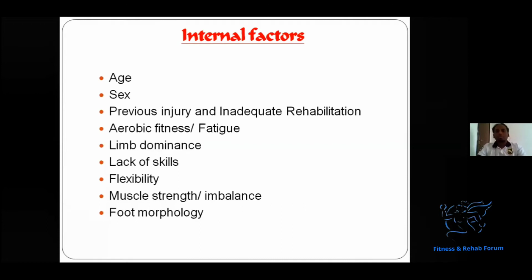It's one of the most important risk factors. And all these things, like flexibility, muscle strength, and aerobic fitness, could be modifiable. Few are non-modifiable internal factors, like foot morphology. Particularly, they say people with flat feet are more prone to injury.